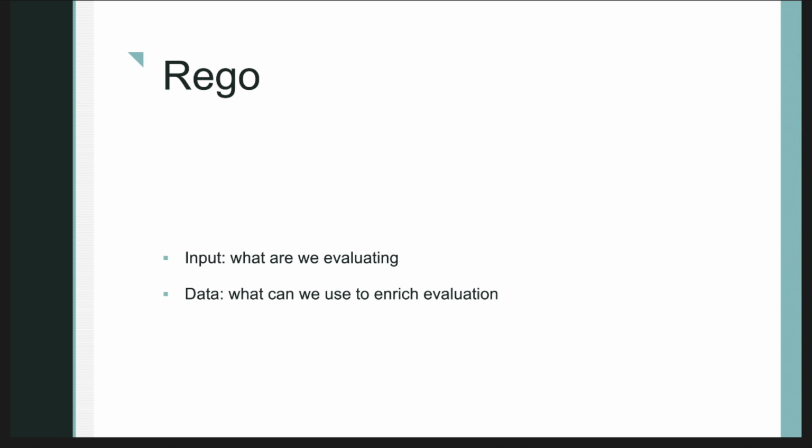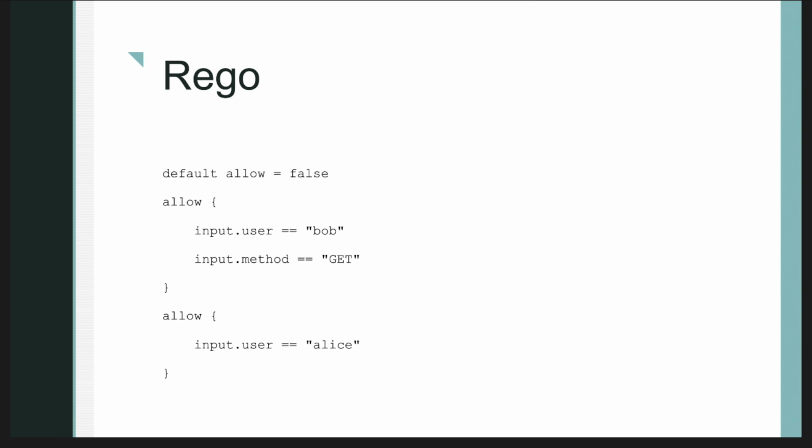So a Rigo policy can take two things. One is the input, on which it has to take a decision, and then the data. And the Rigo program will provide an output. The output will also be JSON based. So let's see an example here of a very simple Rigo policy. This is not OPA, this is not Gatekeeper.